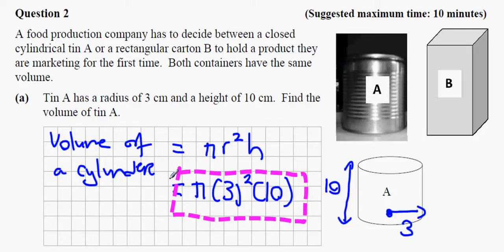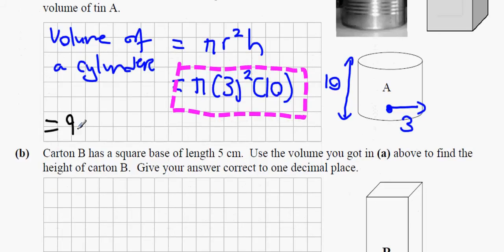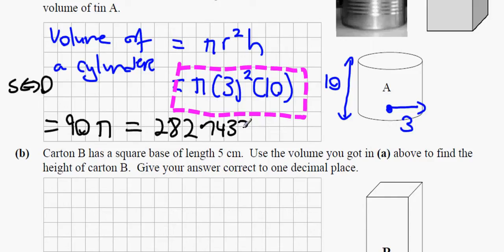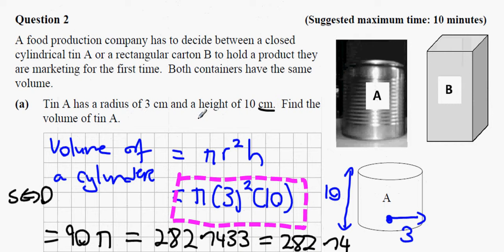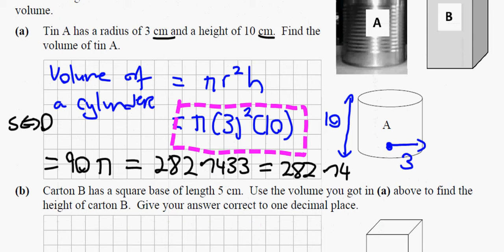Now 90 pi is an answer if you want it in terms of pi, but you can also press the S-D button, and this will change it into decimals for you. And what we'll get is 282.7433, and you can round that off to 282.74. Look at your units to see what we need it in. It's in centimeters, so it's centimeters squared.